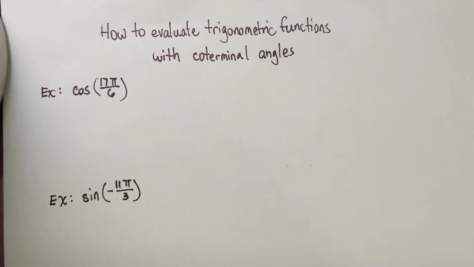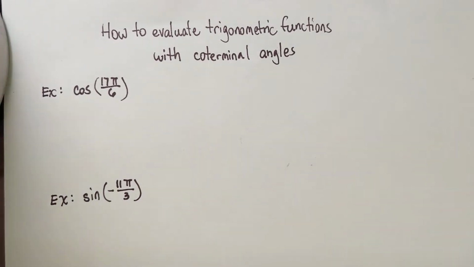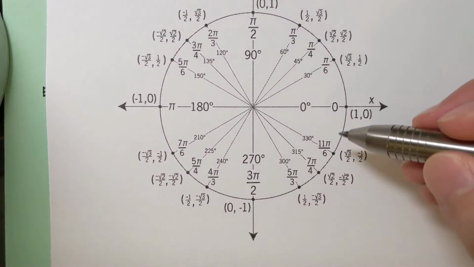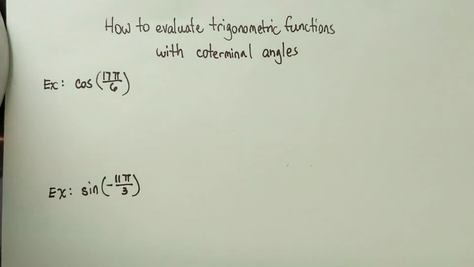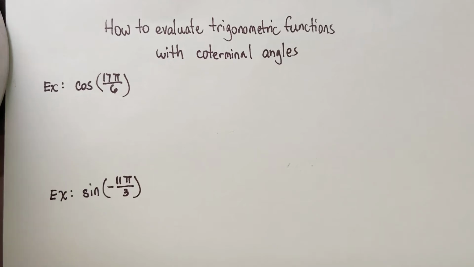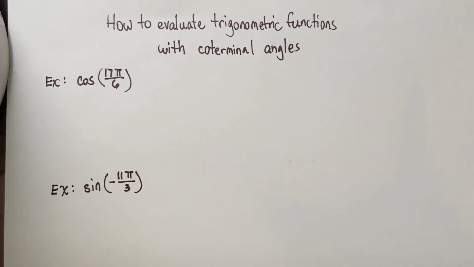It's too big. The highest radians in our unit circle that involves a denominator of 6 is right here at 11 pi over 6. So we know definitely that 17 pi over 6 is too big. So clearly we've got to take away something.